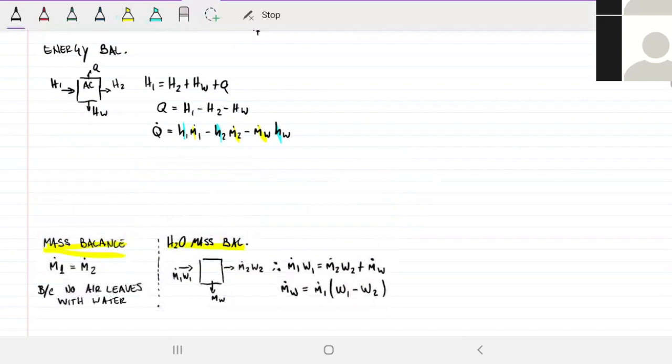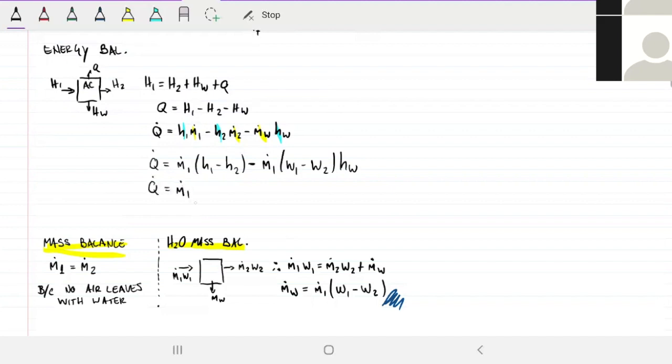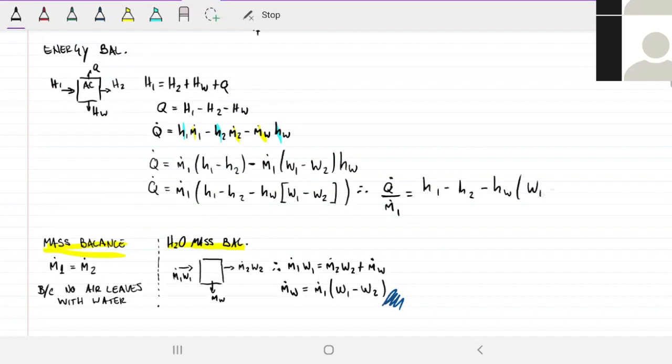Okay, so using this relationship that we just found, I can put it in here, so that means my Q dot will be m1 times H1 minus H2, and I can sub in that mass flow rate of water for m1 times omega 1 minus omega 2, times the enthalpy of water. Now m1 is multiplying everything, so I can factor it out. Again, I don't have m1, and there's no way of getting it. So I can do H1 minus H2 minus H water times omega 1 minus omega 2. That's as far as I can go to finish off this problem.